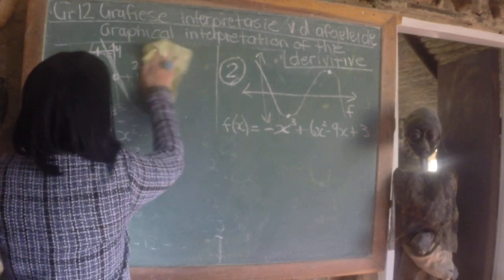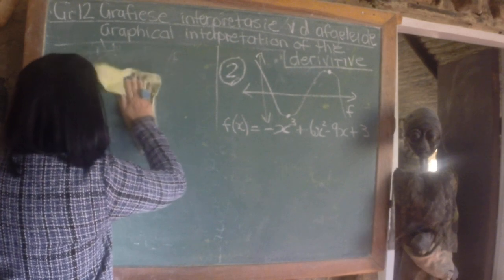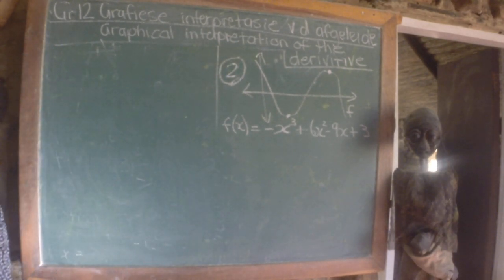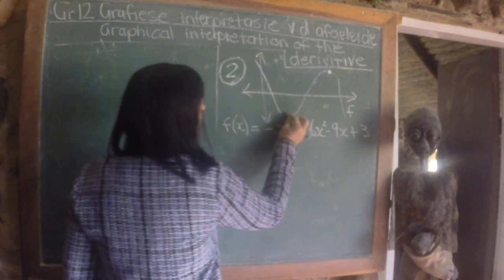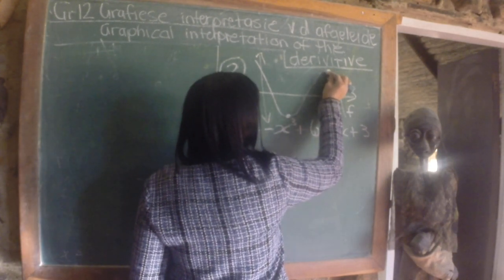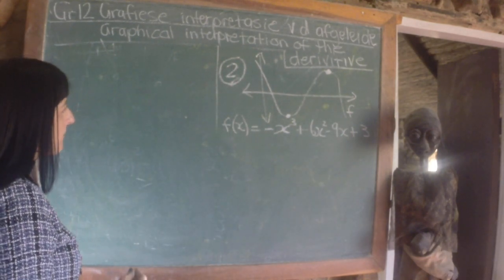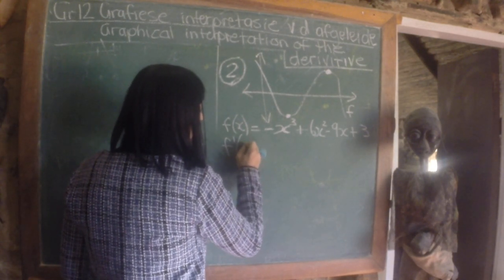Ons gaan kyk na ons tweede voorbeeld. Ons maak ons lekker baie spasie, dat ons mooi groot kan werk. Die vraag hierso is, bepaal eerstens die waarde van jou twee draaipunte. Determine the values of these two stationary points. Over here, the turning point. So, om dit te kan bepaal, kan ek my afgeleide kry en ek kan my afgeleide gelykstel aan 0.